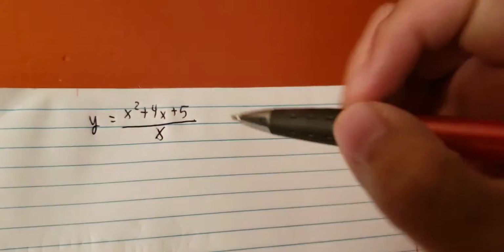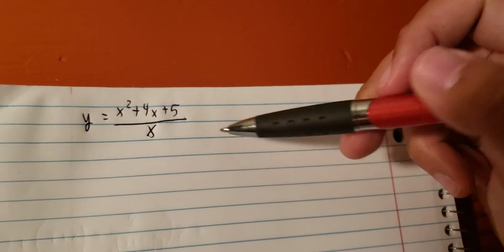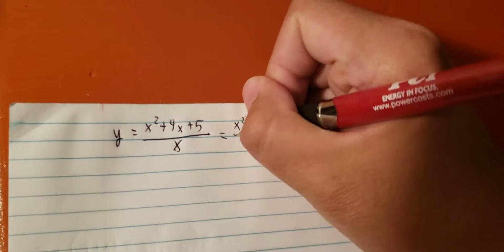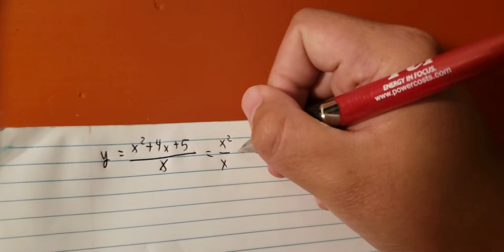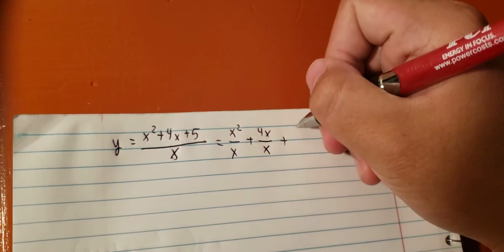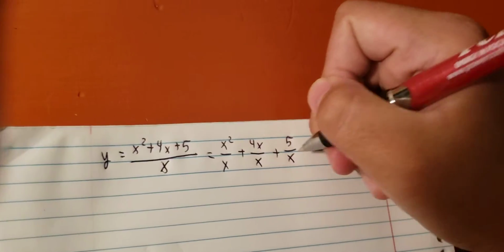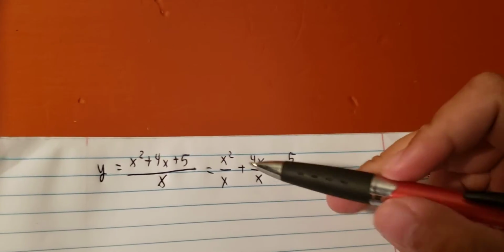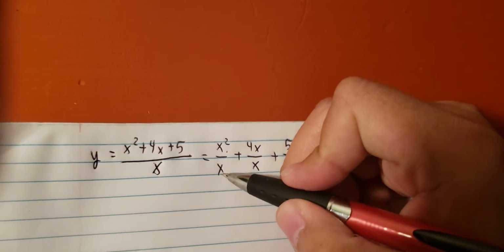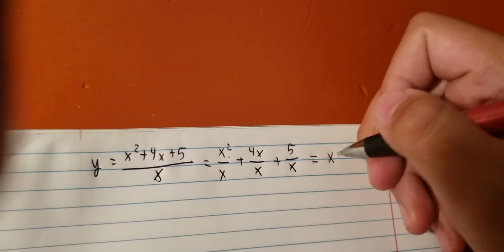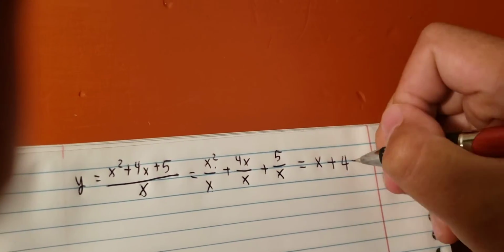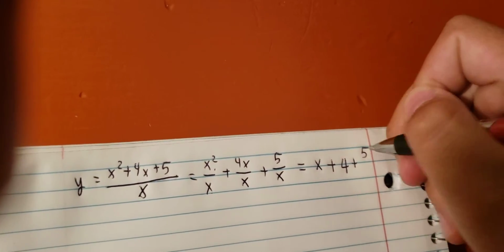Before we do the first derivative of this one, we can divide s squared over s, 4 over s, and 5 over s. In this way, we can simplify here. S squared divided by s, you get s. This one you get number 4. And this one you get 5 over s.